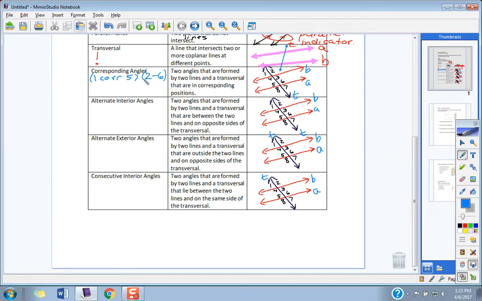What's another pair of corresponding angles, kids? 3 would fall on 7. And what's the last pair of corresponding angles there? 4 to 8. You bet. 4 and 8. So if you can think of corresponding angles as taking one cluster up top and sliding it over to the other cluster and seeing what falls on what, those are corresponding angles.